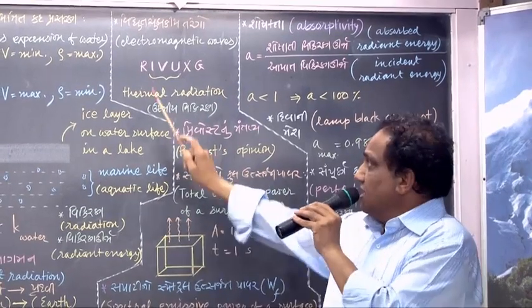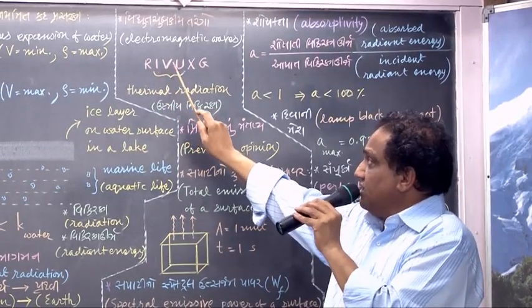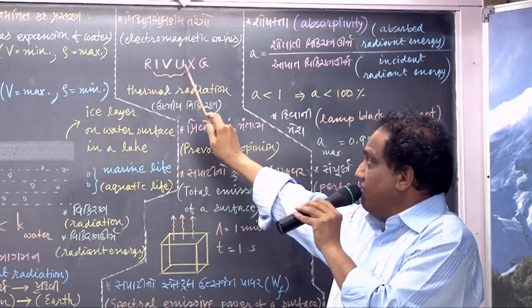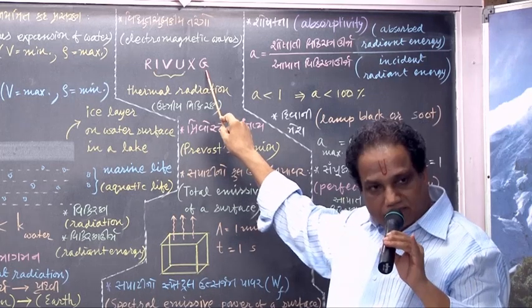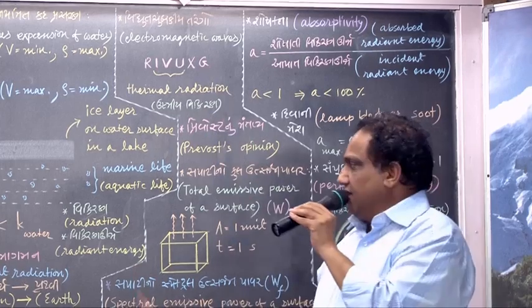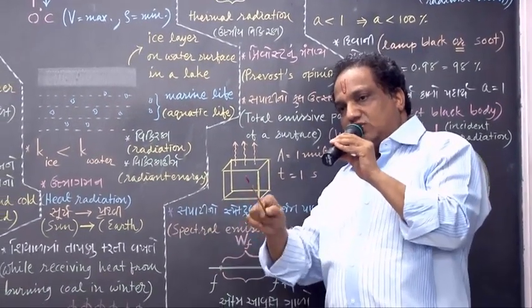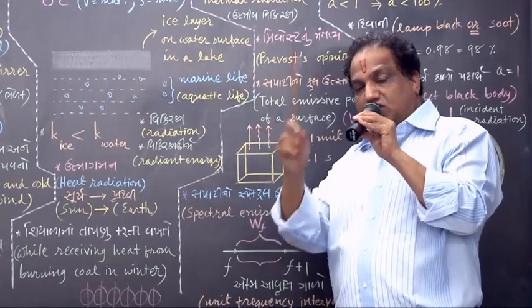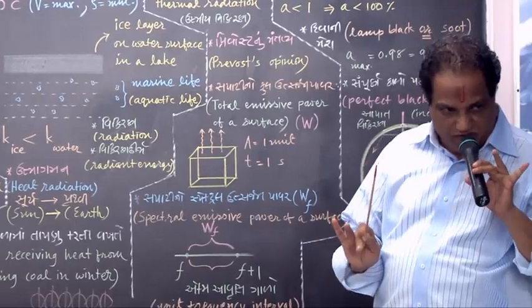Say, Revoxg. Radio waves, infrared light waves, visible light waves, ultraviolet light waves, X-rays and gamma rays. All these electromagnetic waves are given a common name, and that common name is radiation. Energy associated with radiation is called radiant energy. Fine.